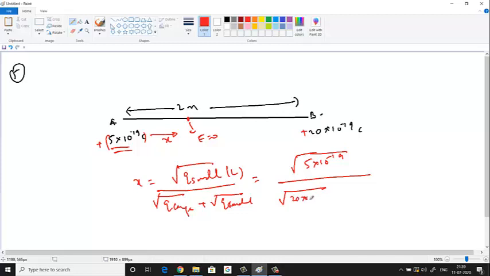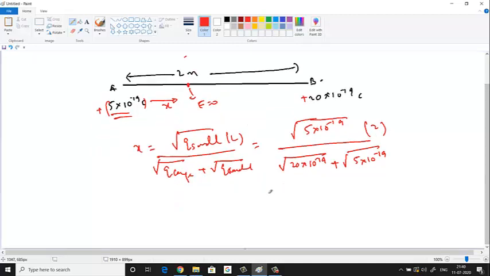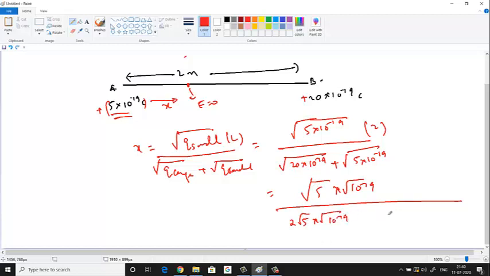20 into 10 power minus 19 plus 5 into 10 power minus 19 into L is how much? 2. Total length is 2, no? Alright, so this will become under root, so let me write it like this: root 5 into root 10 power minus 19. You'll see why. Root 20 can be written as 2 root 5 into root 10 power minus 19, plus root 5 into root 10 power minus 19. 10 power minus 19 will get cancelled, root 5 will get cancelled, of course there is into 2 here.